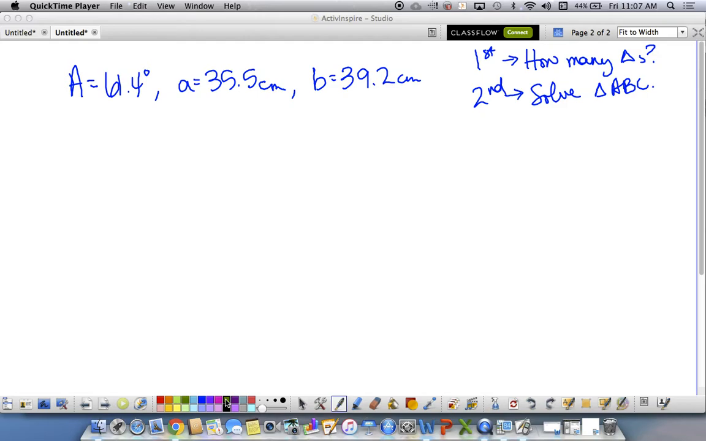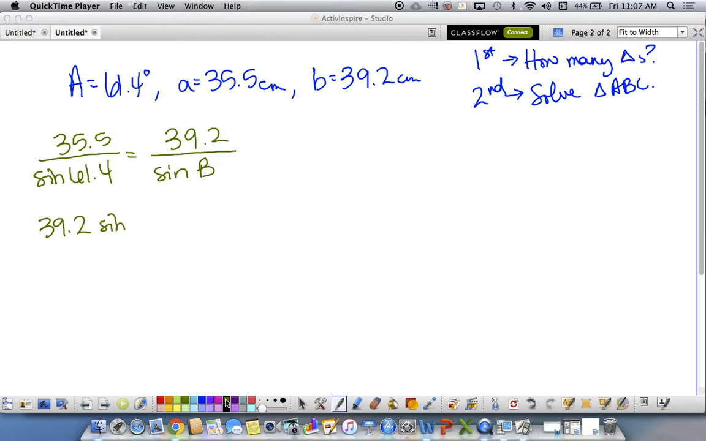Okay, I'm going to start trying to work small so I can fit it all. 35.5 over sine A equals 39.2 over sine B. When we cross multiply, we have 39.2 sine 61.4. Some of you have already figured out we can shortcut and divide by 35.5 equals sine B. Okay? So, I hope everybody's done that much.